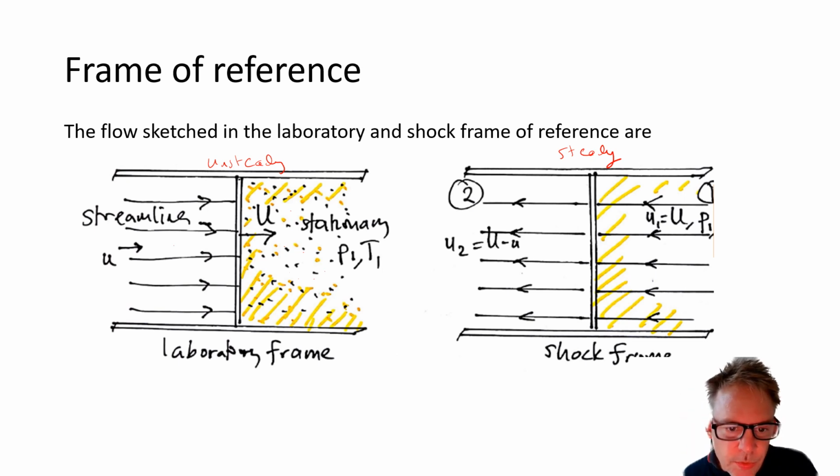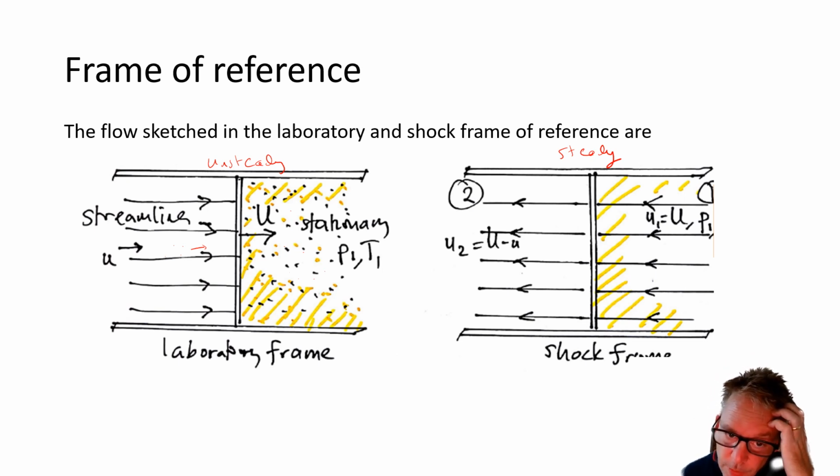Downstream the fluid elements will be moving towards the shock, not at the same speed, certainly at a slower speed, and the streamlines on the left hand side would then all be connected and terminate at the shock itself. Upstream there are no streamlines because the fluid is not moving.